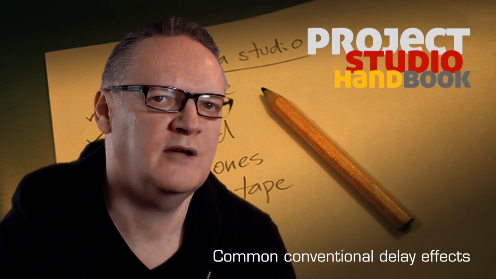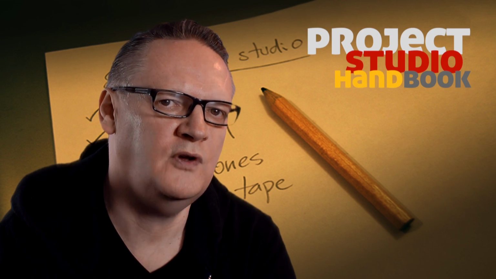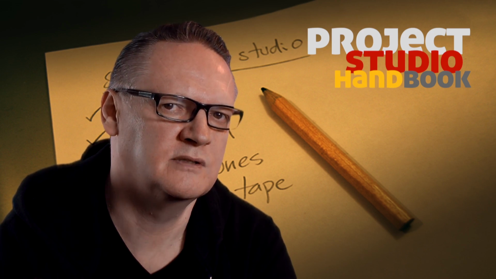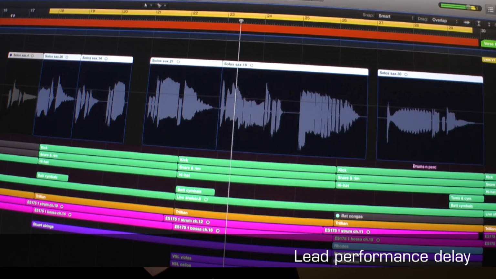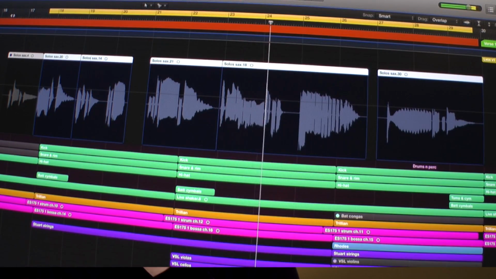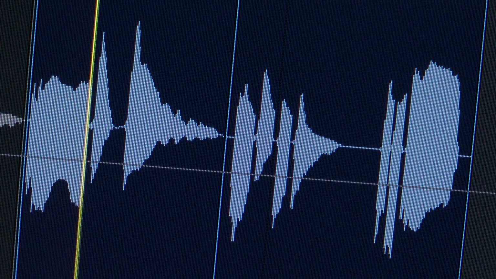There are no rules for how time domain effects with longer delay times are employed, but the following are some common techniques. Delay is often used to add spatial dimension and a sense of movement and fluidity to a central performance, such as a lead vocal or solo instrument.